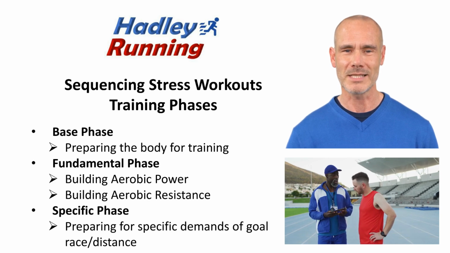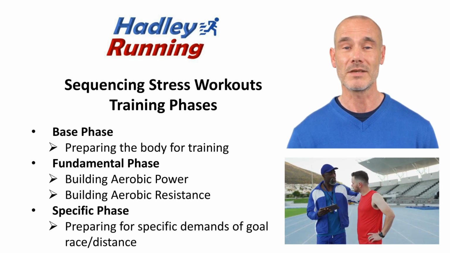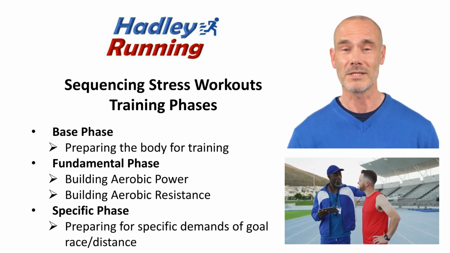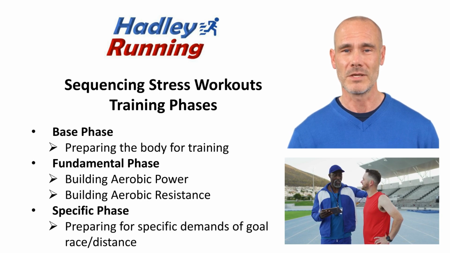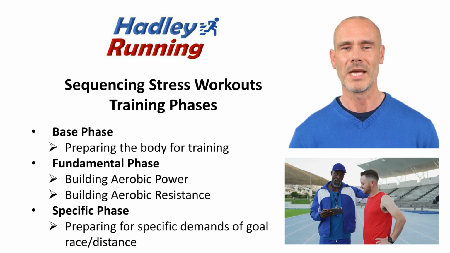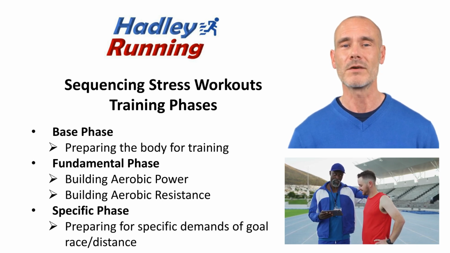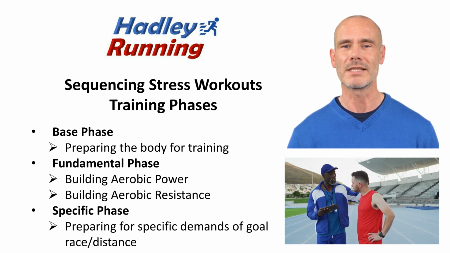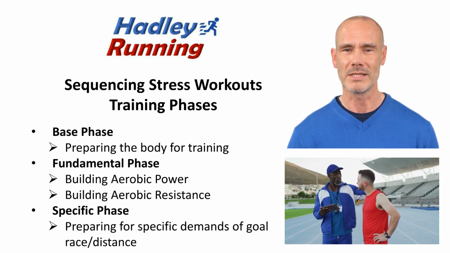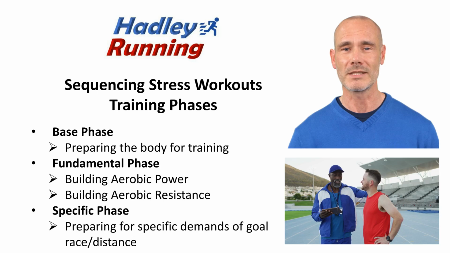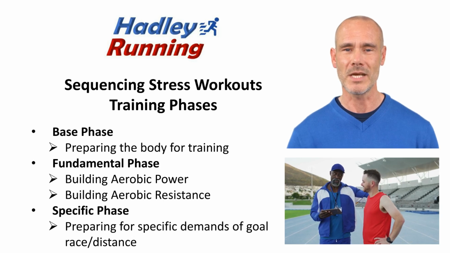The second phase is the fundamental phase. In this phase, we work on building up both our aerobic capacity and our aerobic resistance. Our mix of work can vary a bit based on what our goal race distance is, but we work to build both elements during this phase. The third phase is the specific phase. In the specific phase, we focus in on the specific demands of our goal race, and our stress workouts largely center on that, sharpening our fitness to a peak for a specific distance on a specific day.